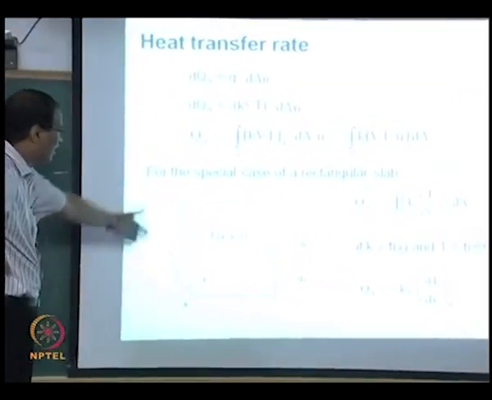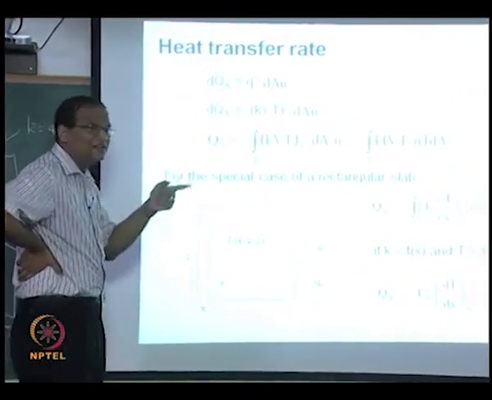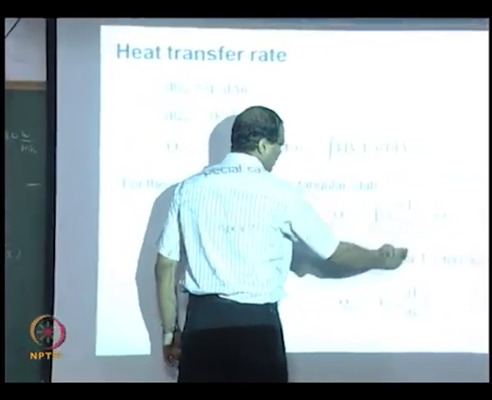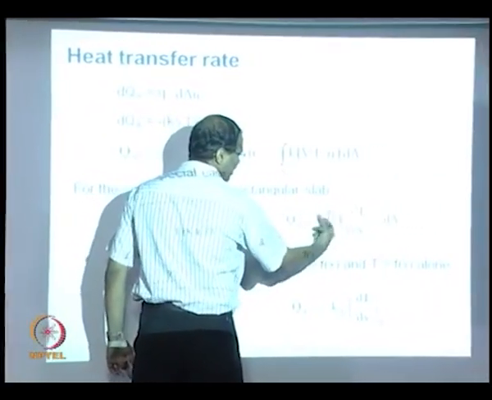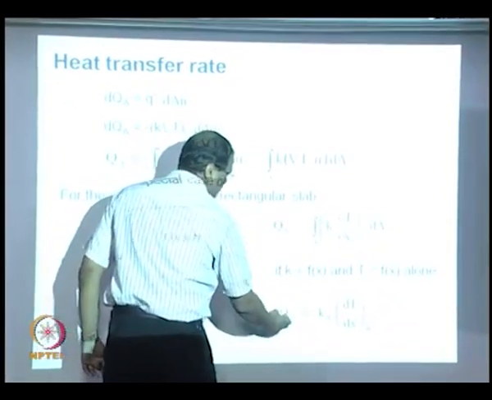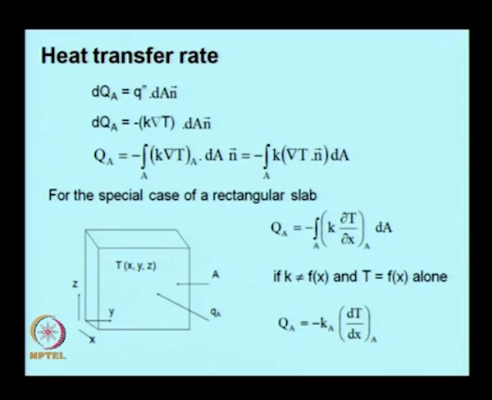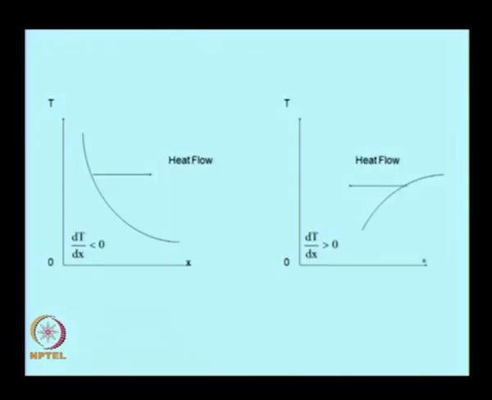Then for the special case of a rectangular slab, if the temperature distribution is one dimensional, that is T is a function only of x, this will become k dT by dx. If k is not a function of x, k can be taken outside, so Q becomes minus kA dT by dx. Under the special case when the temperature distribution is linear, this can be written as kA delta T by delta x. So this is a simple expression which you have used, I think, from high school onwards. Please note this, very important.